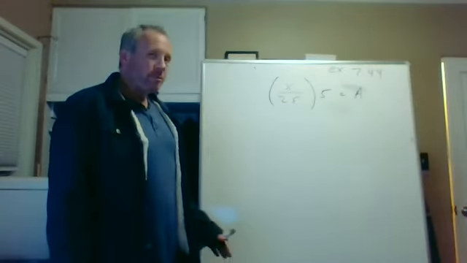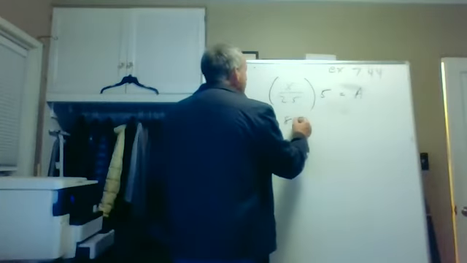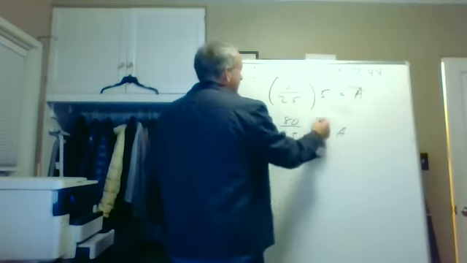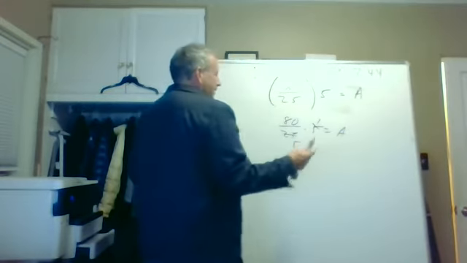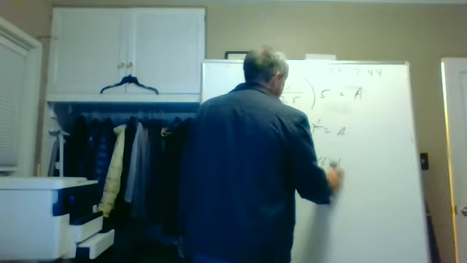There's no algebra being done here at this point. We'll just put an 80 divided by 25 times 5, and that'll give us the amount. Let's see if we can do a little bit of canceling here. 5 goes into 80 how many times? 16. So we'll give 16 milliliters.